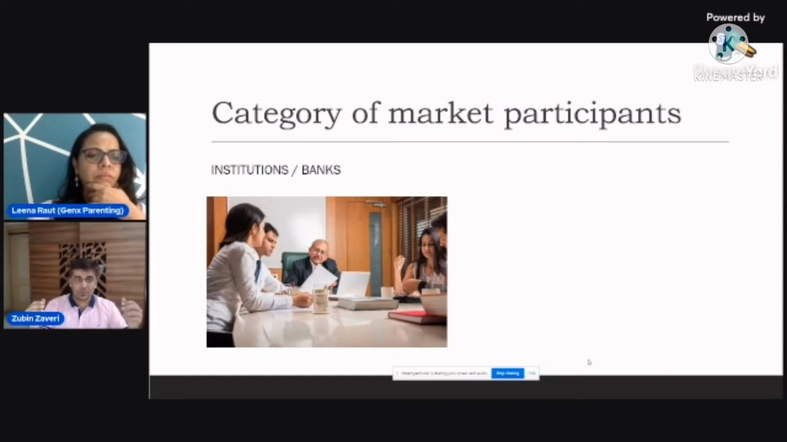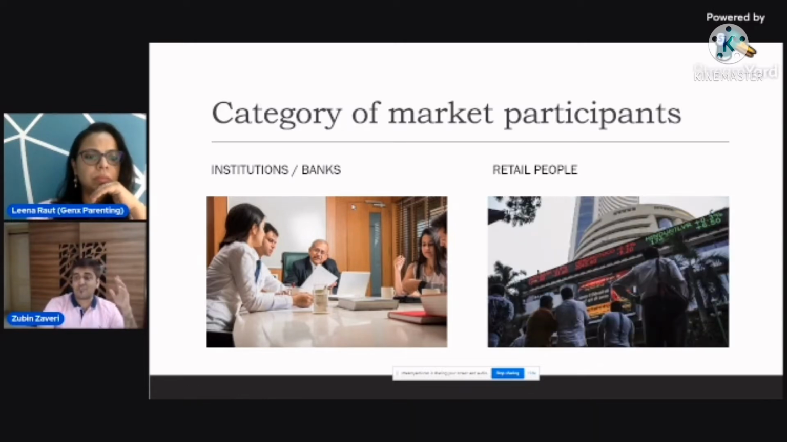So these are the ones who enter into the stock market. And why do they enter? What is their objective? To do charity in the stock markets? No, no. They are here to be profitable. They are here to make money.